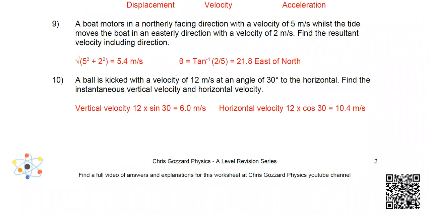Finally, a ball is kicked with a velocity of 12 meters per second at an angle of 30 degrees to the horizontal. Find the instantaneous vertical velocity and the horizontal velocity. Well, the vertical velocity is going to be 12 times sine 30, which is going to give us 6 meters per second. The horizontal velocity is going to be 12 times cos 30, which is 10.4 meters per second.